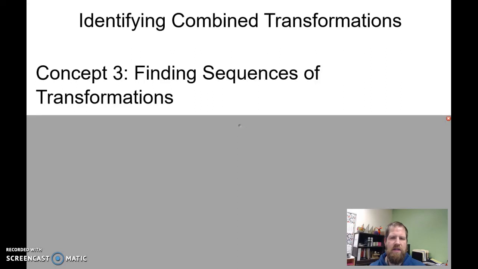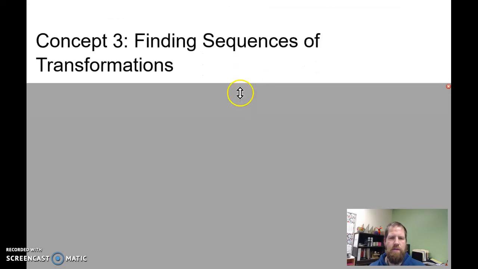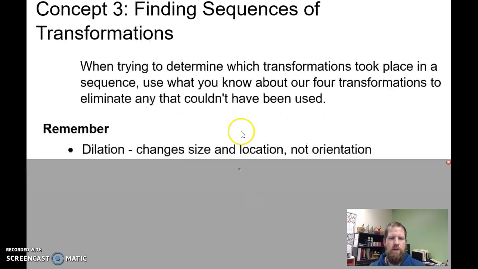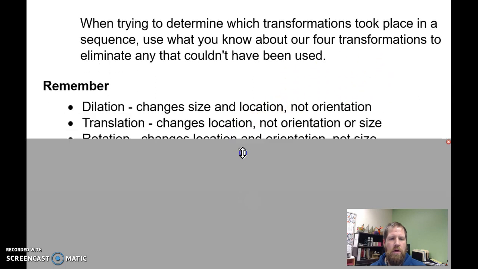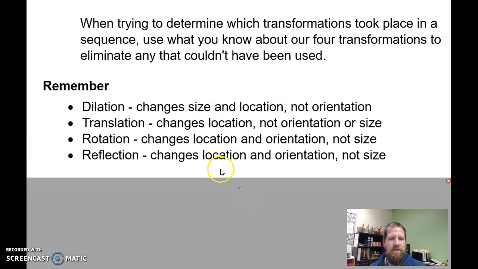Concept 3, finding sequences of transformations. When you're trying to determine which transformations took place in a sequence, you have the first figure and the last figure, and you've got to figure out what happened to that first figure to make it end up where that third figure is. You're going to use what you know about our four transformations, because they do different things.